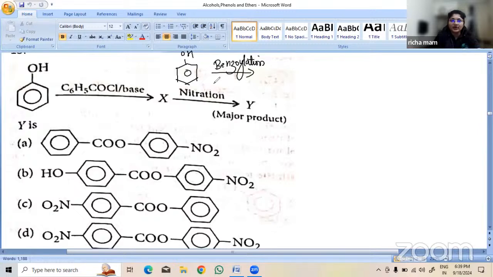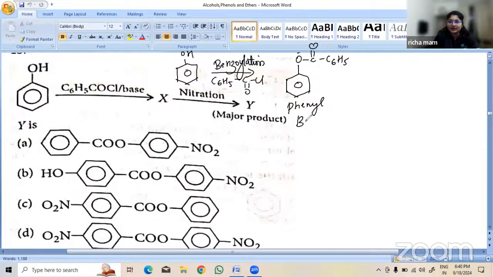When you are undergoing benzoylation in the presence of C6H5C=O Cl, what will happen? Your hydrogen will be replaced by the positive part of the benzoyl chloride, that is O-C(=O)-C6H5. So you are going to get phenyl benzoate. What is the product? It is phenyl benzoate. So this is your product X.